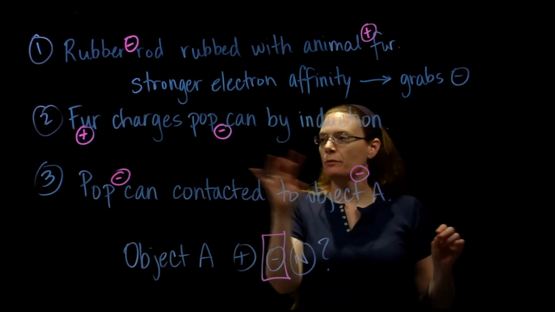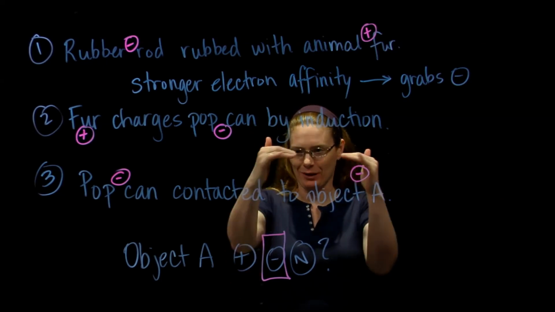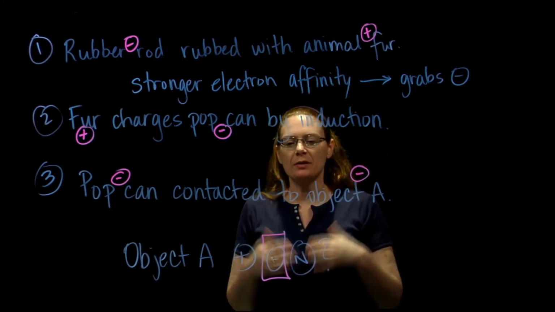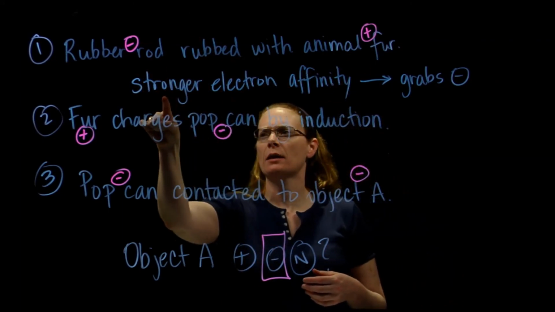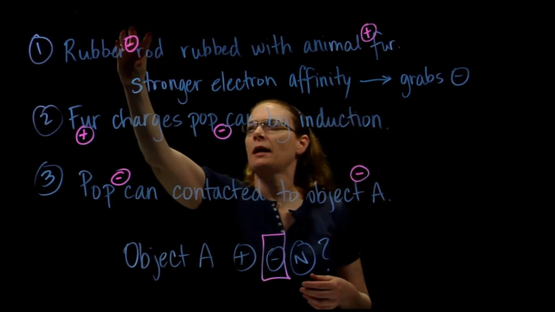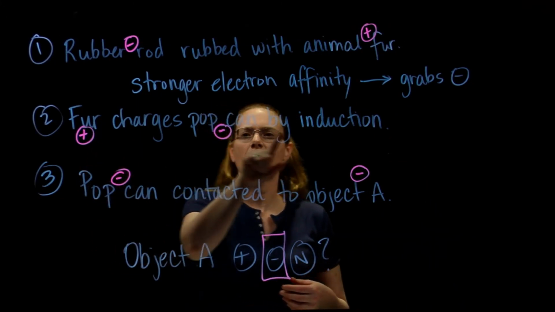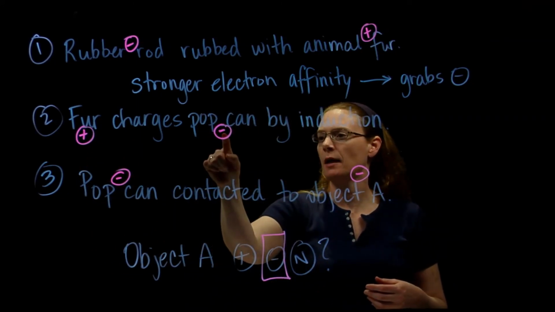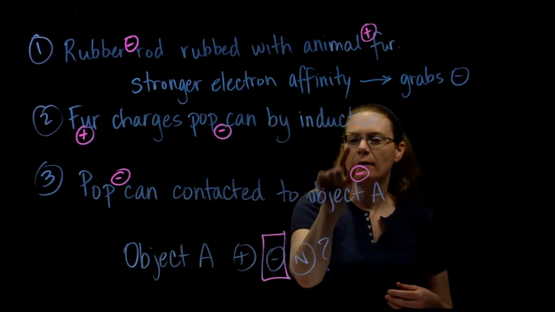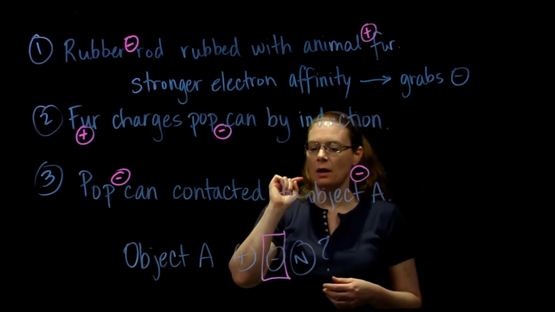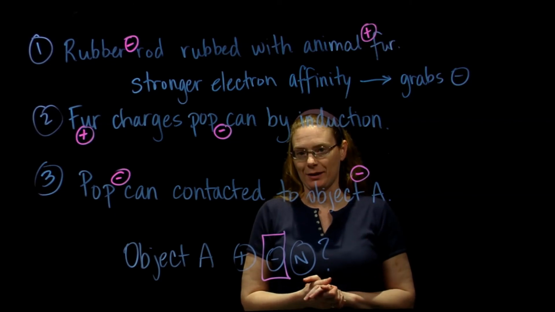So you're going to have a couple of these. One problem will be like 4 or 5 of this type of thing, starting really simple and getting more and more complex. But this is the way to think about it. A rubber rod is rubbed with fur. If the rubber rod has a stronger electron affinity, it's going to get the negatives, which means the fur gets the positives. And we take that positively charged fur, and we charge a pop can by induction. That means opposite sign. The pop can is contacted to A. Contact means same sign. A ends up negative. So that is another type of question for the C-level objectives for static electricity. All right, good job.